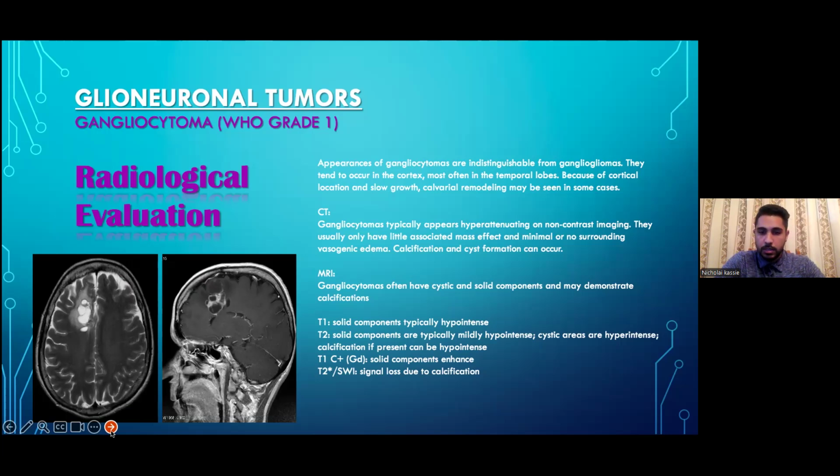On T1, solid components typically are hypointense. On T2, solid components are typically mildly hypointense, with cystic areas being hyperintense. Calcifications, if present, can be hypointense as well. On T1 plus gadolinium, this would show solid components with enhancement, and on T2 susceptibility you'll find signal loss due to calcifications.